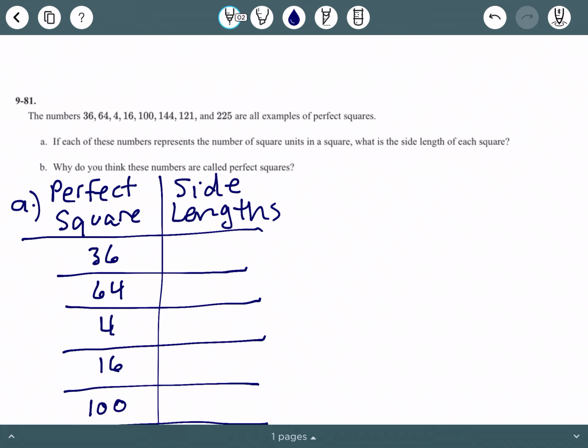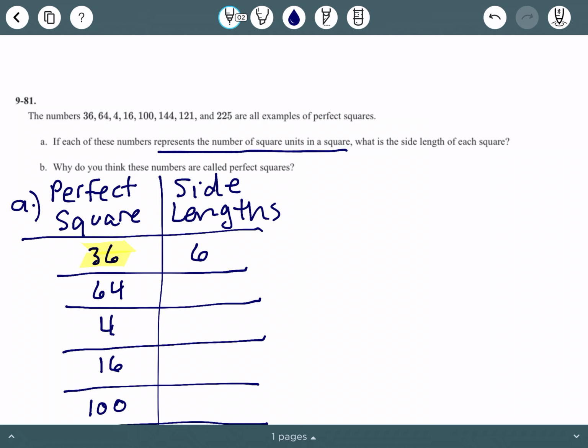So if we have these perfect squares, and we know that these perfect squares represent the number of square units in each square, then we need to figure out, okay, so what number times itself would give us 36. Well, without having to do any complex calculations or using my calculator, I know that 6 times 6 gives me 36. So my side lengths are going to be 6.